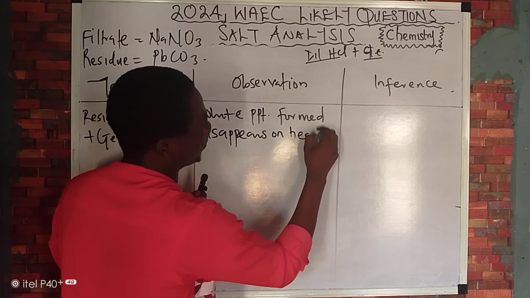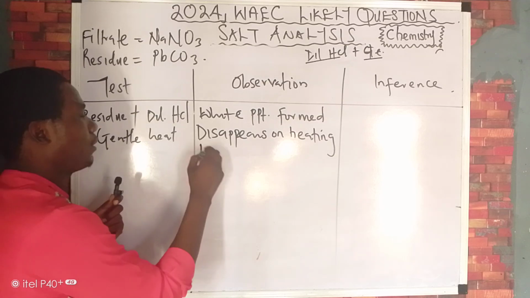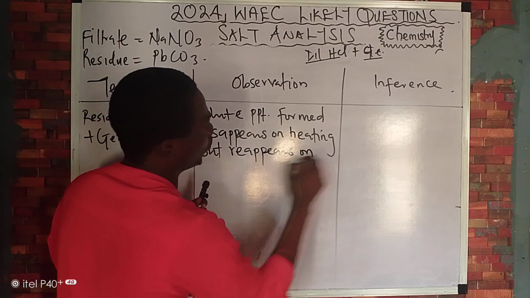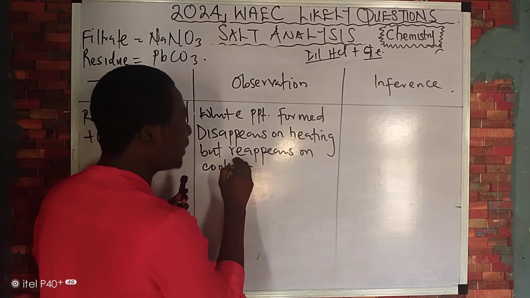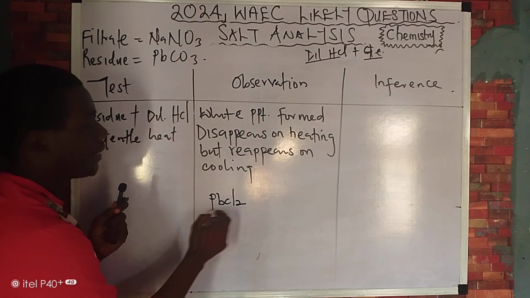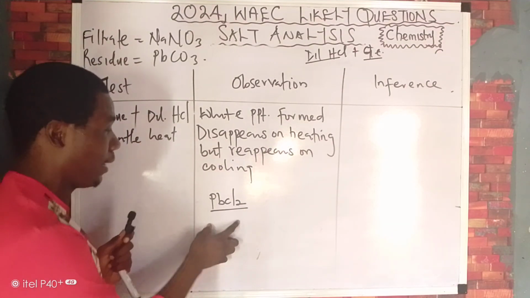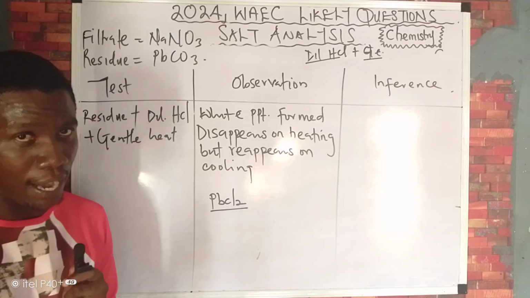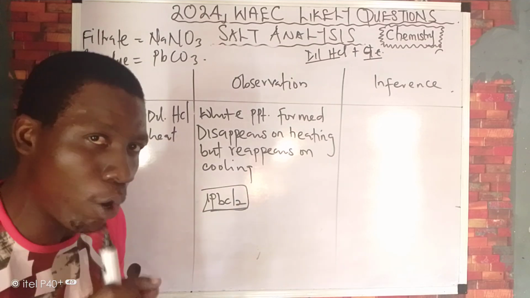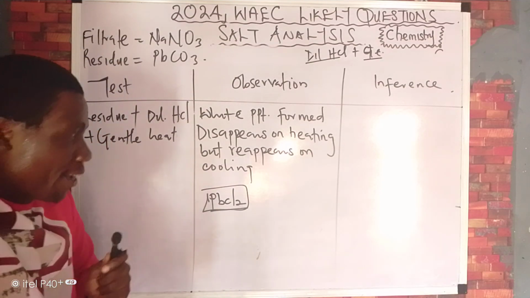On heating, if you hit them, the precipitate will disappear, but it reappears on cooling. So this one is funny. Remember, if you have lead(II) chloride, all chloride salts are soluble in water, apart from those of lead, mercury, and silver. But this lead(II) chloride, if you put it in water, it will not dissolve. It will form a white precipitate. But if you heat it, it will dissolve. If it cools, it will reappear again.